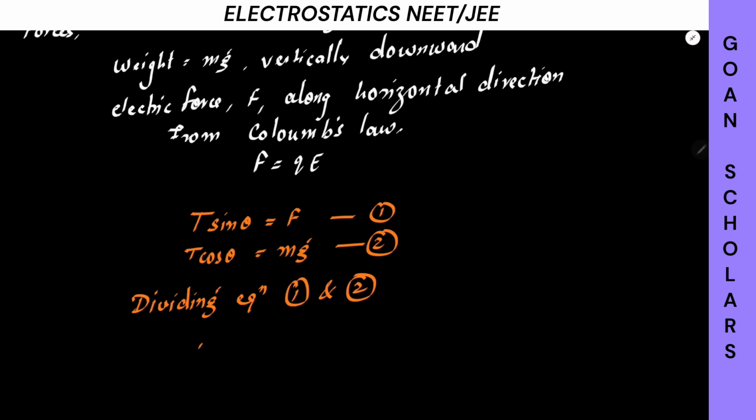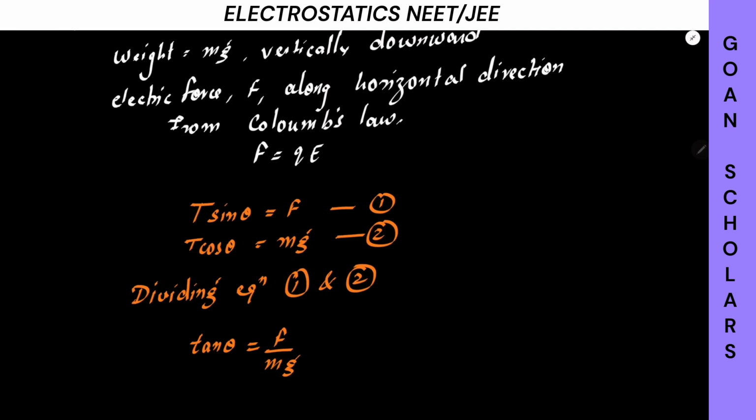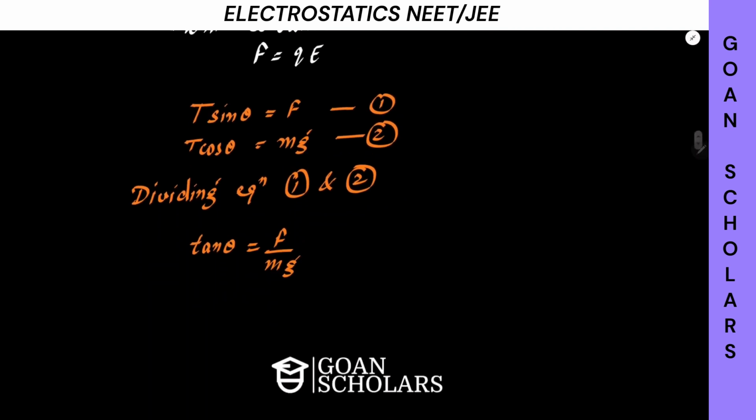T cancels on the left hand side, sin theta upon cos theta, tan theta on the left hand side, right hand side F upon mg. Let me repeat once again. T and T cancel out, sin theta upon cos theta is tan theta, equal to F by mg. F is nothing but QE, so tan theta is equal to QE upon mg. I hope this is clear, right?